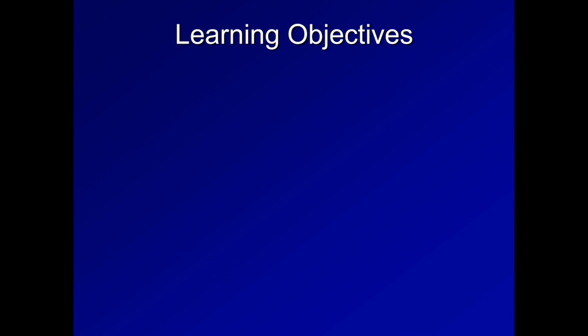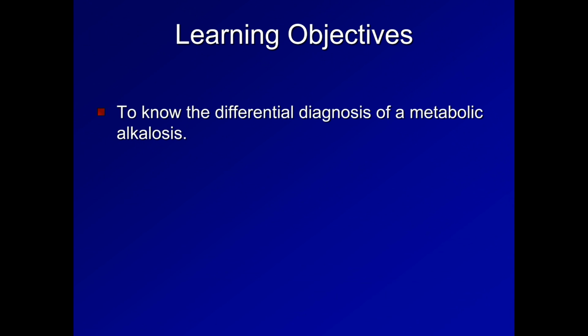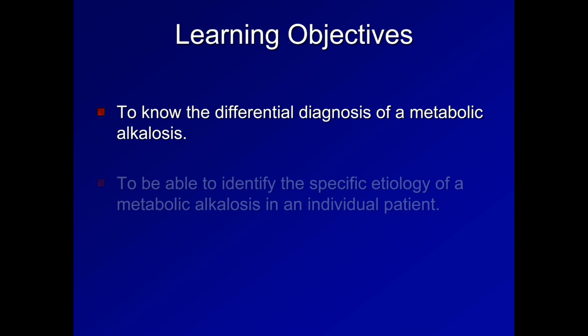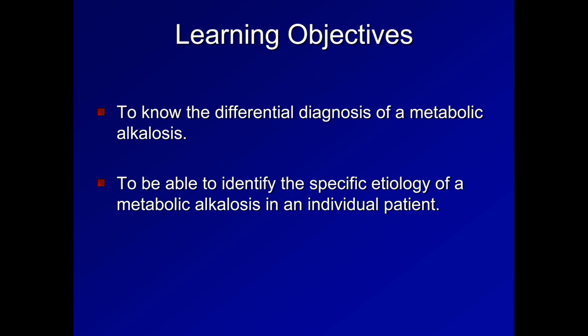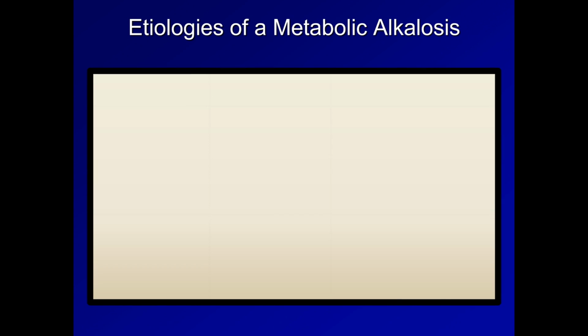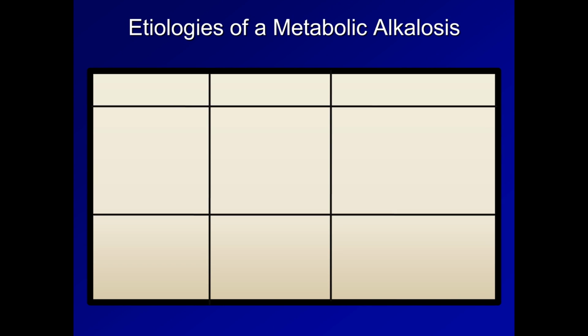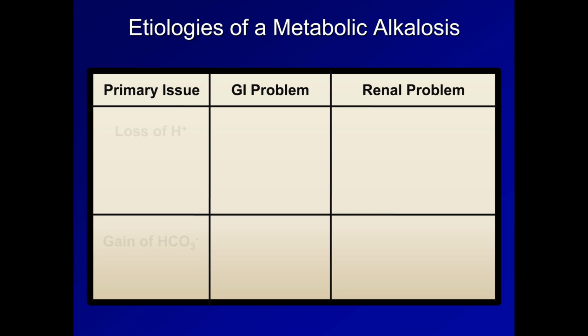The learning objectives of this lecture are to know the differential diagnosis of a metabolic alkalosis and to be able to identify the specific etiology of a metabolic alkalosis in an individual patient. One way to classify the etiologies of a metabolic alkalosis is to consider what the primary issues are, both which organ between the GI tract and the kidneys the problem is primarily in, and what the basic mechanism is between loss of hydrogen and gain of bicarbonate.